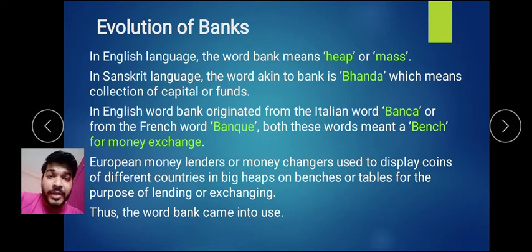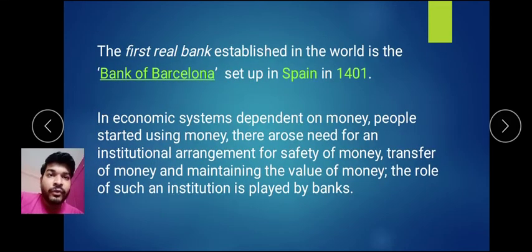It is a bench where a money exchange system was going on. It was during European times, when they started with their first currency notes and money was being exchanged internationally. So all of this was going on, and from the European side only, this particular bank came up. Then the first real bank is the Bank of Barcelona, which was set up in Spain in the year 1401.